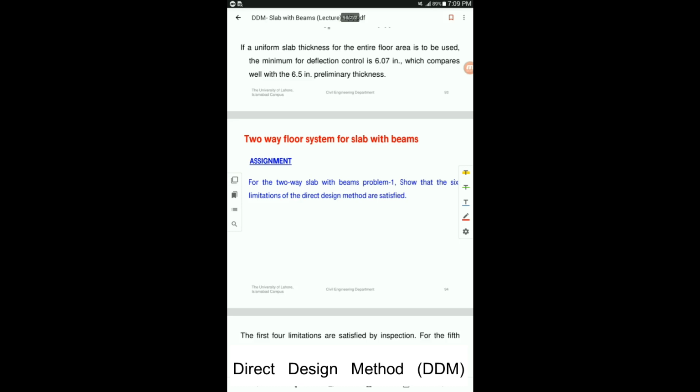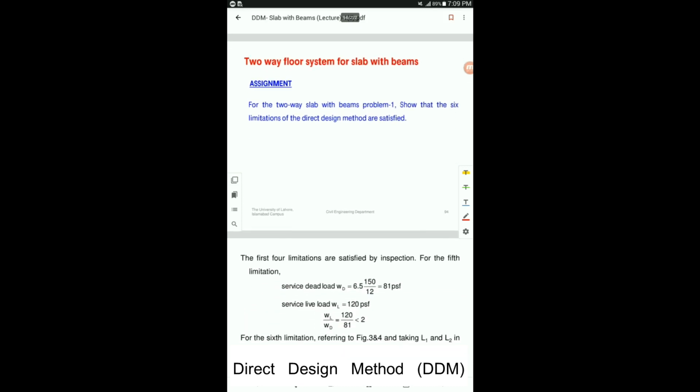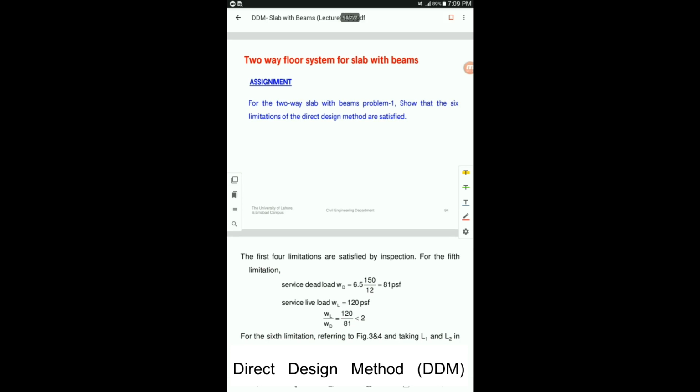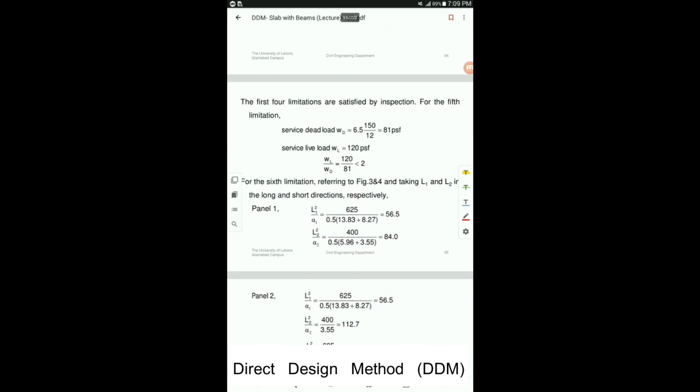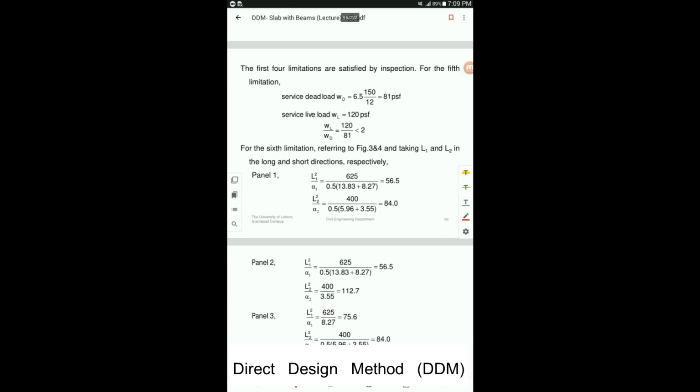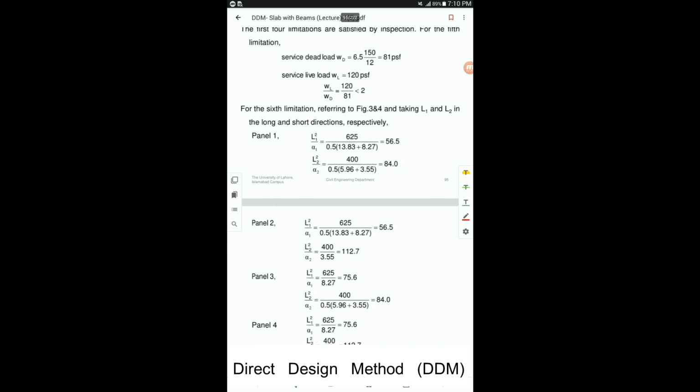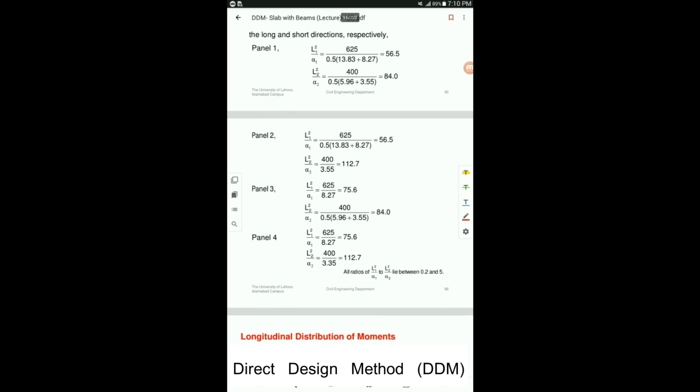The next slide is basically a small assignment in which we have to check whether the given numerical is satisfying the condition for applying DDM, direct design methods. So it's not a tough one, you just need to check. First one is the ratio of live and dead should be less than 2. Then for each panel the ratio of L1 square over alpha should lie between 0.2 and pi. So you have checked this one in this numerical.